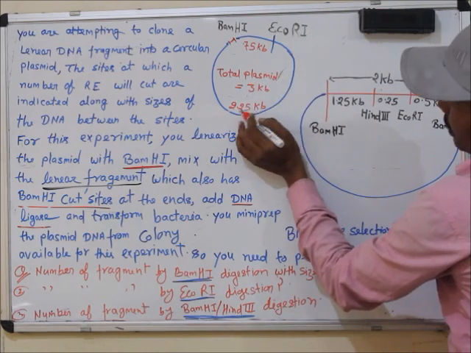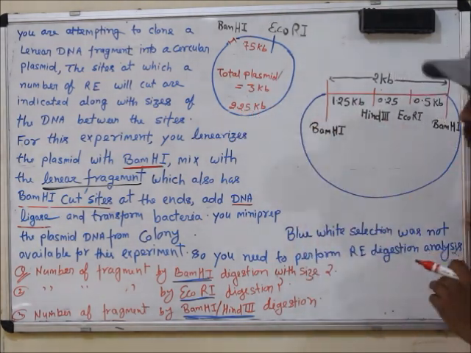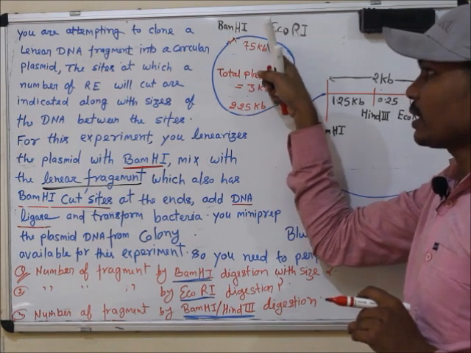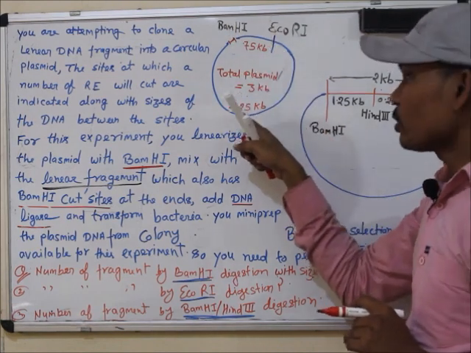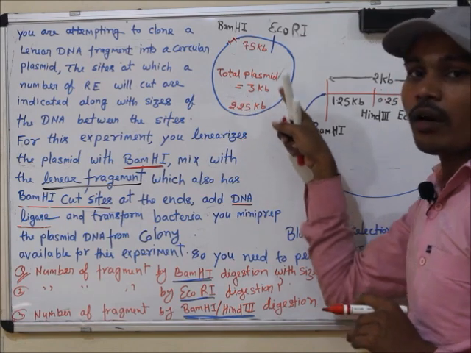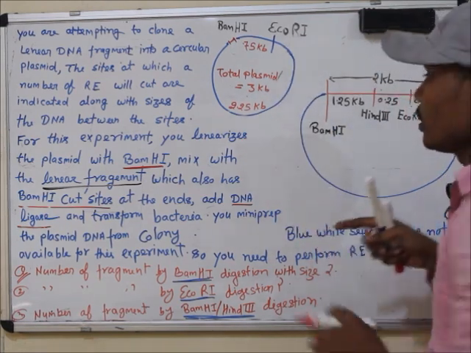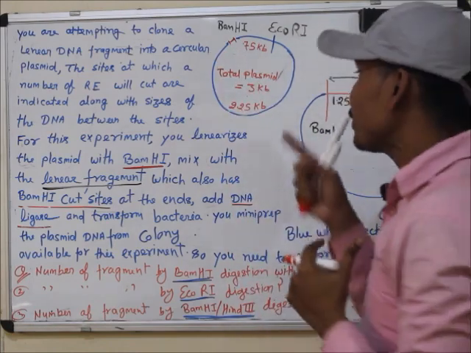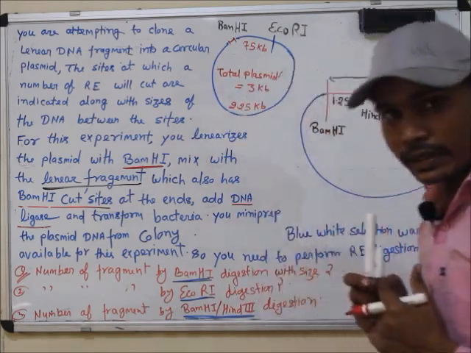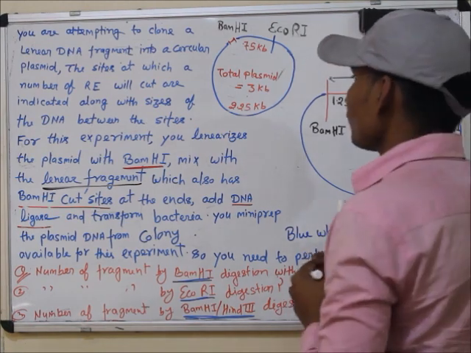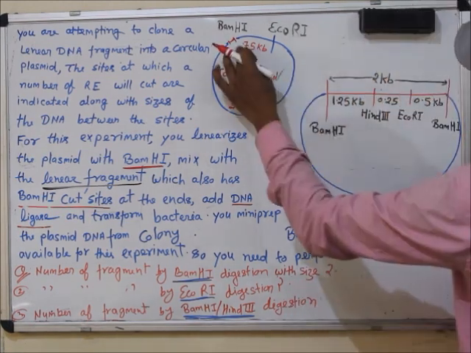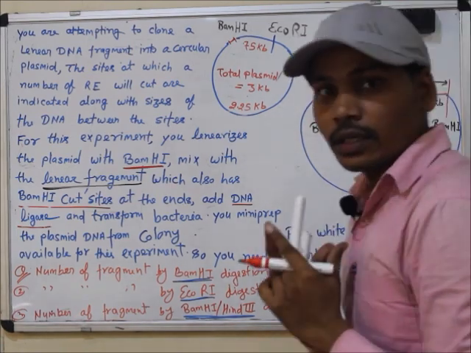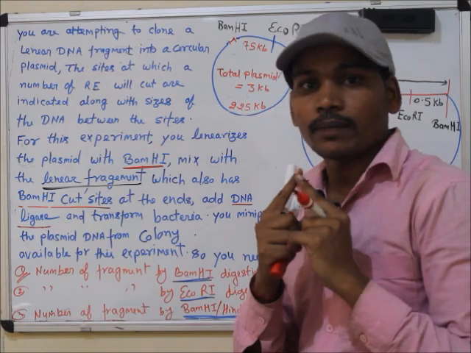Okay. Then 2.25 kb. If 0.75 kb is from restriction digestion, then the remaining length would be 2.25 kb of this plasmid. 2.25 plus 0.75 is equal to the total 3 kb plasmid length. Okay. So here is the orientation, also a term, orientation.